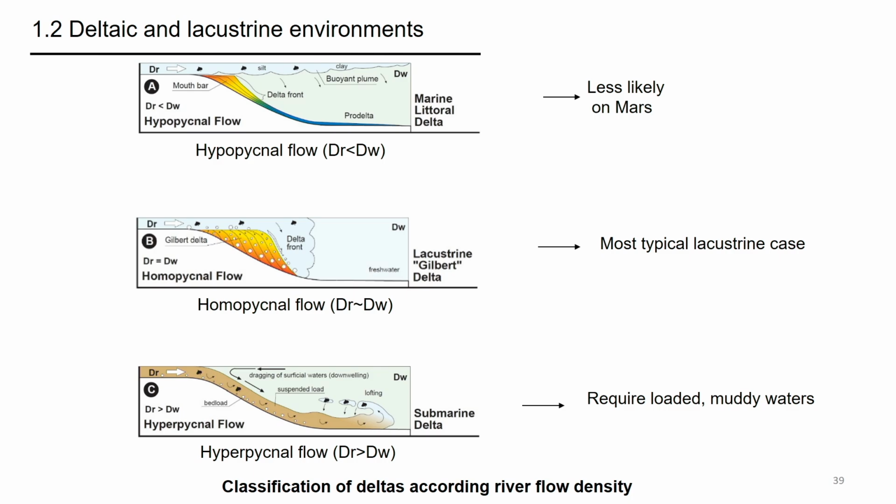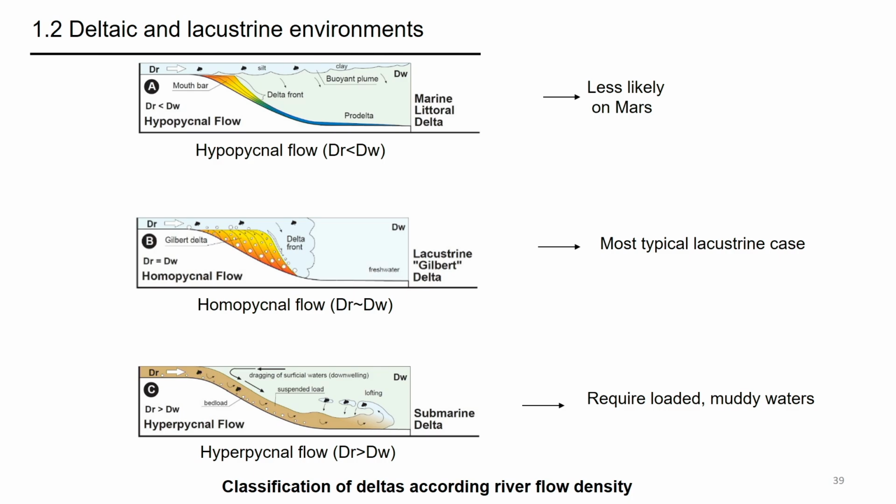At the opposite, we sometimes have heavily charged water with a lot of mud, which is denser than the water in the lake. That can happen on Mars, and there are some examples. For matter of time, I will not discuss them. They can be interesting because they are a clear sign of deposition at the bottom of a lake and not from a delta. So it's something very interesting, but we'll not discuss them.